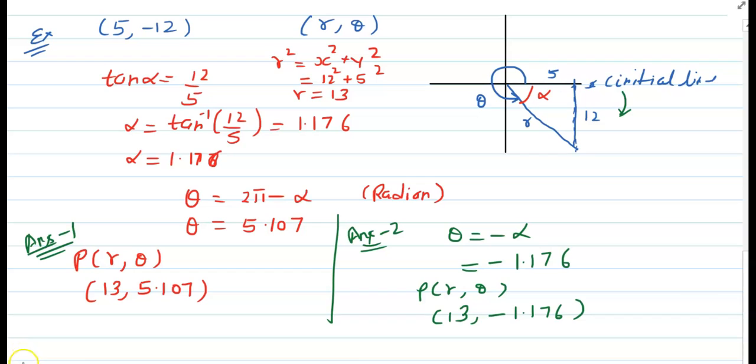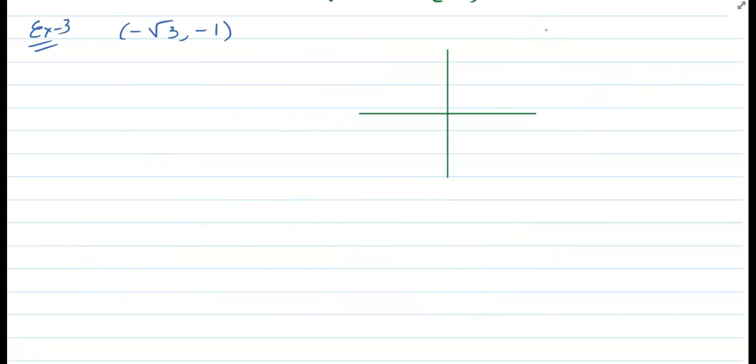Now let's see another example. The next example is minus root 3 and minus 1. So minus root 3 will be here. Let's write down here, this is minus root 3, and minus 1 will be down. Okay, and you join them. In this case our theta will be this, but a new angle is developing here. Let's write down this is alpha.